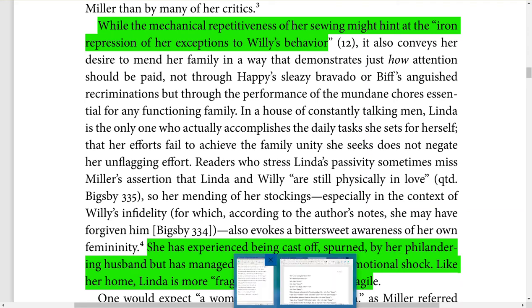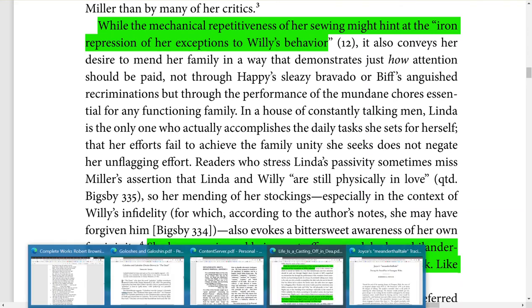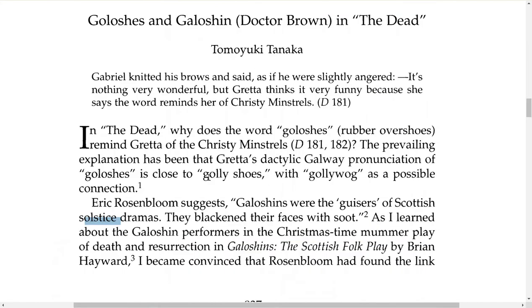The next example I want to review with you is this one. Again, we have a text, James Joyce's The Dead.